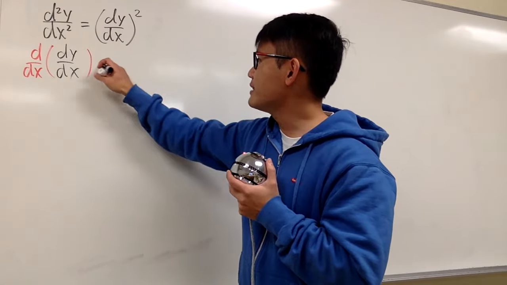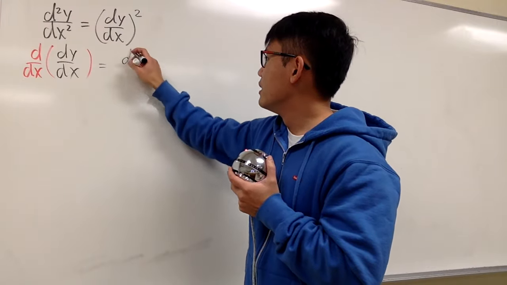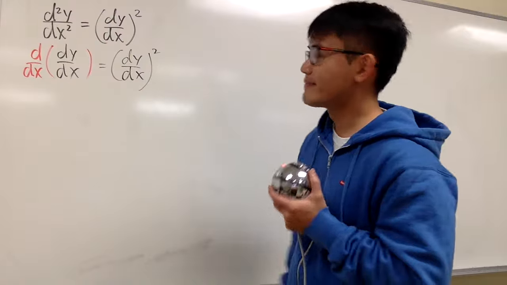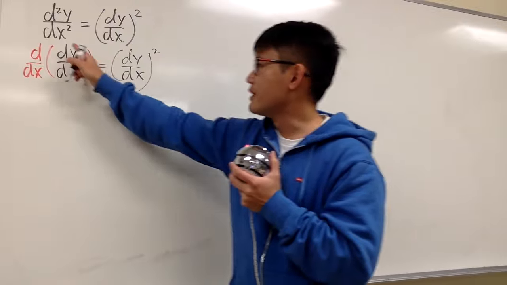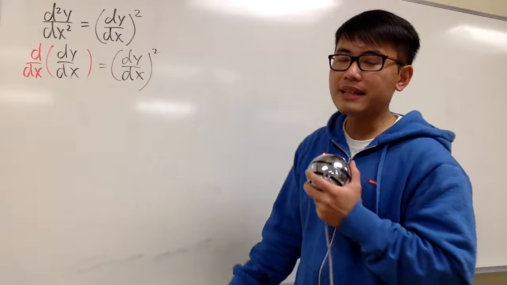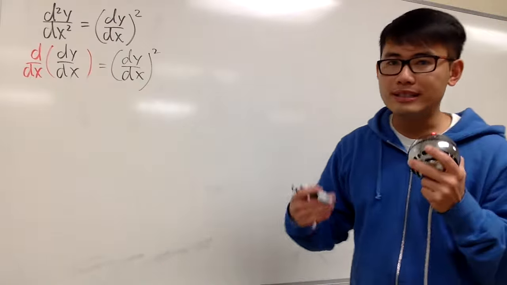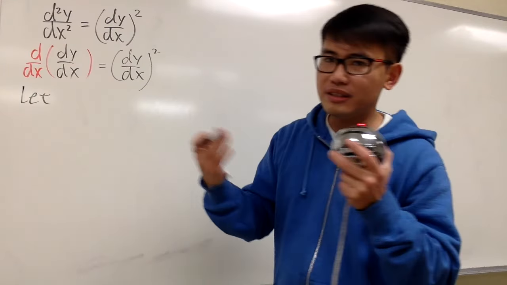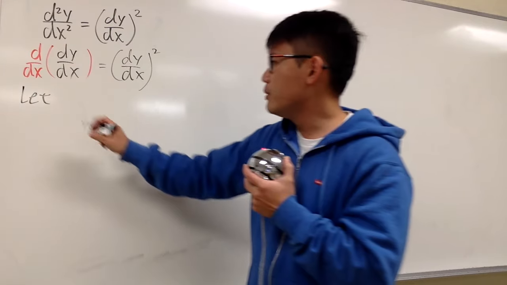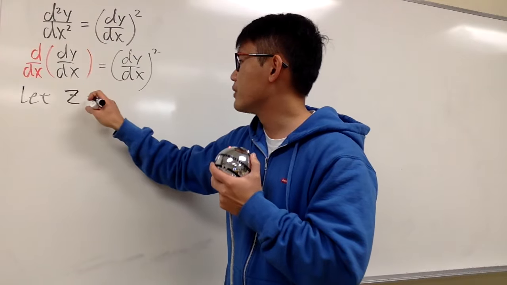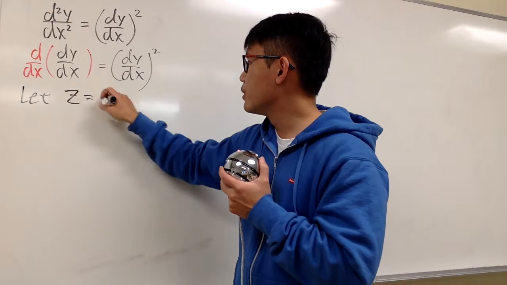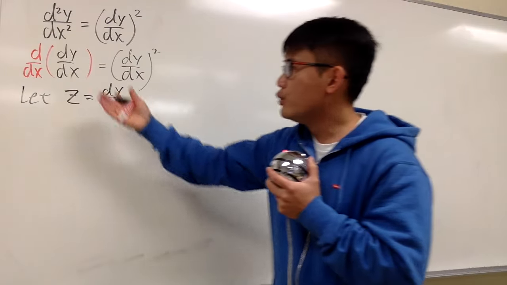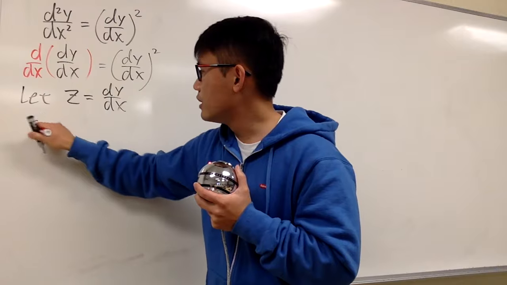All right, and on the right-hand side, let me just write it down as it is: dy/dx squared. And now you see, we have the dy/dx match, right? And right here, I would like to do a substitution. Let me just call this the same thing right here another variable. Let me just keep track with, let's say, z, okay? So I want to say that z is equal to dy/dx.